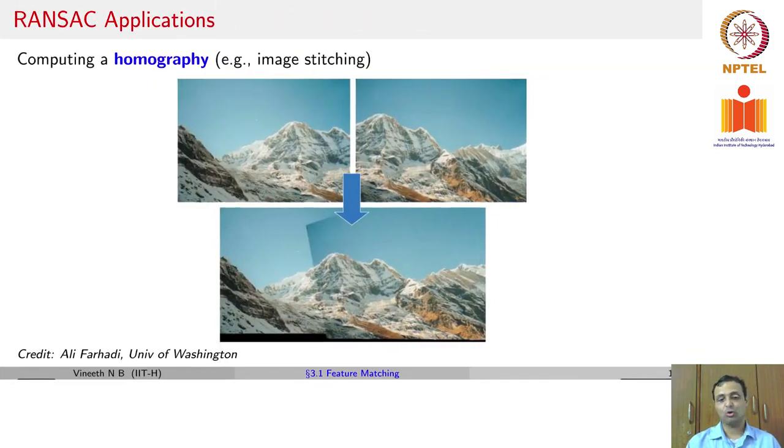RANSAC is also used for what we started with in this lecture, which is to compute what is known as a homography, which is typically the term used for the transformation matrix in cases of image stitching. Right? We said that could be an affine transformation, translation, rotation, and so on and so forth. That transformation matrix is typically called a homography when you do it in the context of image stitching.